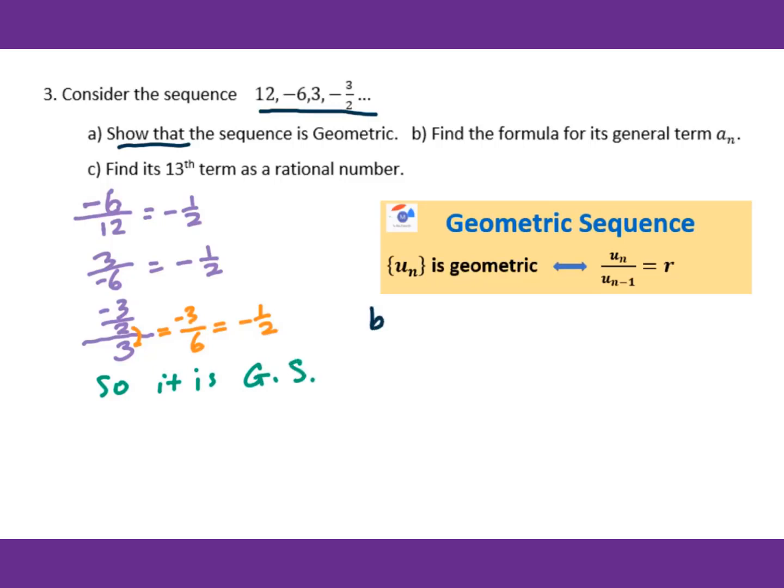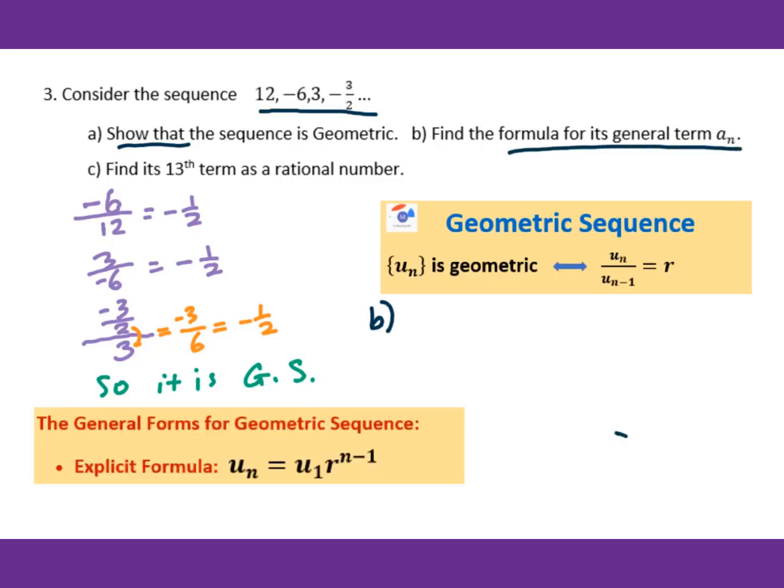For B, find the formula for its general form A sub n. According to this general form, we got U sub n equals U sub 1, that's 12, times r, where r equals negative 1 half.